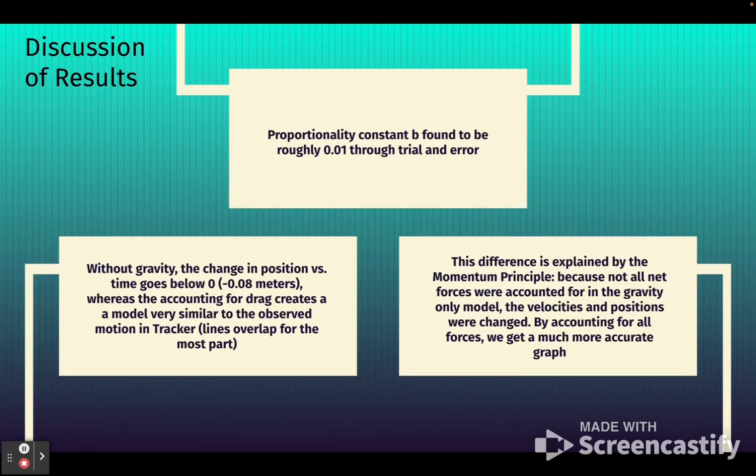Discussion of results. The proportionality constant b was found to be roughly 0.01 through trial and error. Without drag, the change in position versus time goes below 0, approximately negative 0.08 meters, whereas accounting for drag creates a model very similar to the observed motion in Tracker. The lines overlap for the most part. This difference is explained by the momentum principle. Because not all net forces were accounted for in the gravity-only model, the velocities and positions were changed. By accounting for all forces, we get a much more accurate graph.